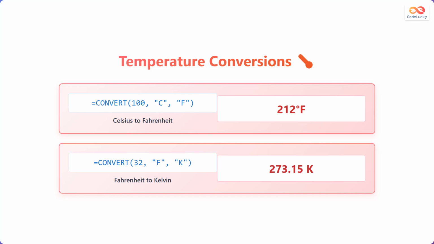Here are a couple of examples for temperature conversions. The formula =CONVERT(100, "C", "F") will convert 100 degrees Celsius to Fahrenheit, which equals 212 degrees Fahrenheit. To convert 32 degrees Fahrenheit to Kelvin, use the formula =CONVERT(32, "F", "K"). The result is 273.15 Kelvin.